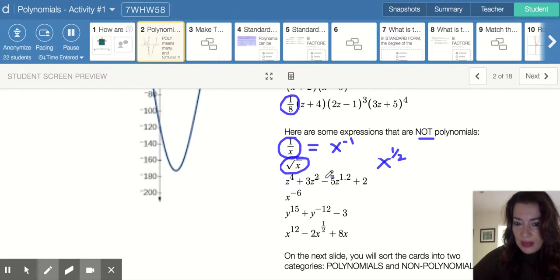All right, moving down the list, this is also not a polynomial because this exponent is not a whole number. It is a decimal, 1.2. So when you look down, you can see that the exponents are either negative or they are not whole numbers. So those are non-examples. Those are examples of not polynomials.